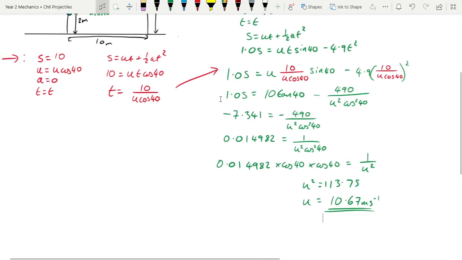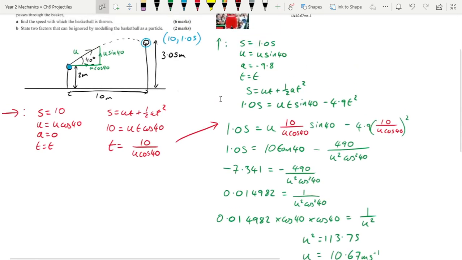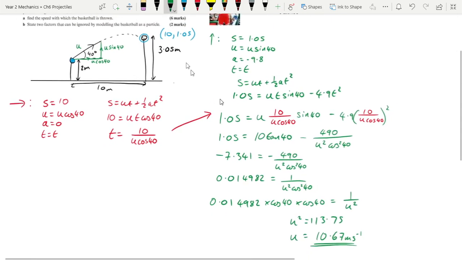But it really helps in terms of structuring the problem if we think about this as like a coordinate system. So it's just about, it passes through the point 10, 1.05, where this is the origin. And we can use s equals ut plus half at squared to help us model it. This is always a really good equation to use if we're modeling where something is.